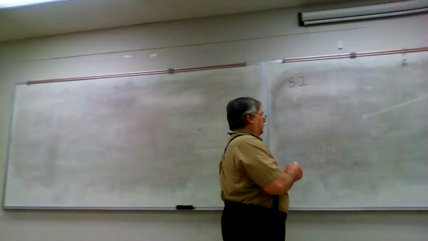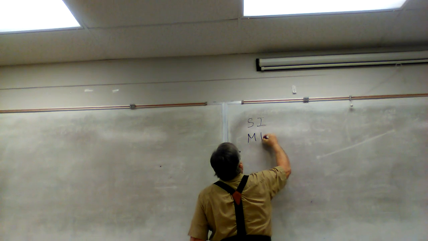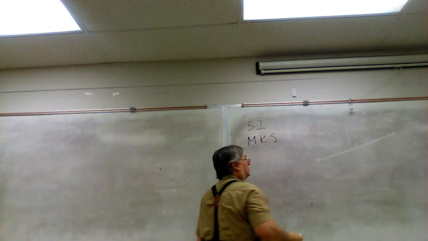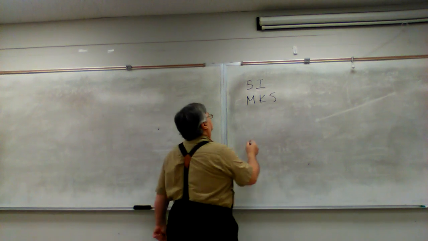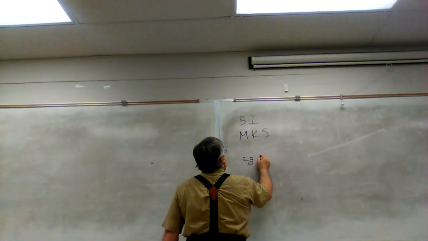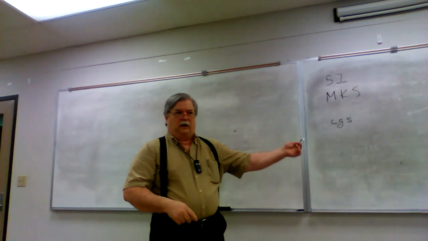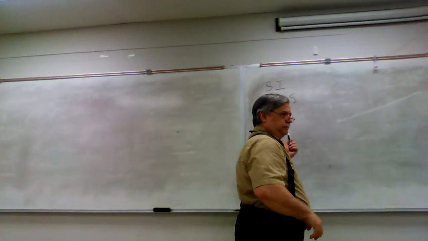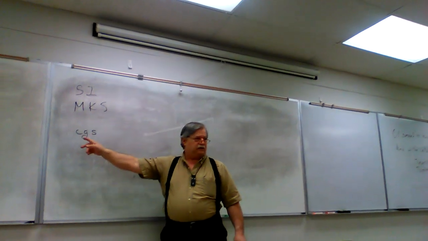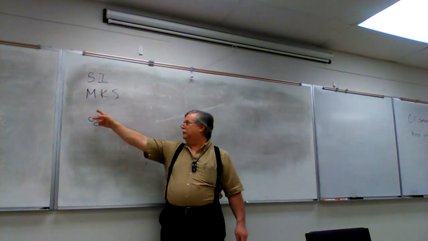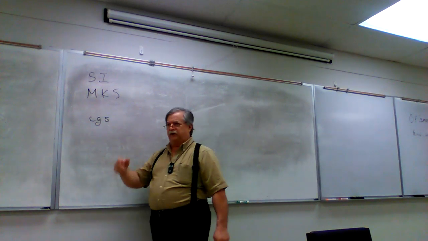In particular, we use MKS, whereas next door in chemistry or across the hall in biology, they use CGS. Now, who can tell me what these stand for? Centimeters, grams, and seconds, and CGS, that's right. What about MKS? Meters, kilograms, and seconds.